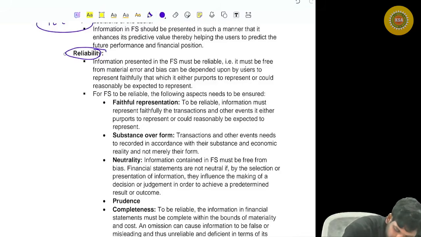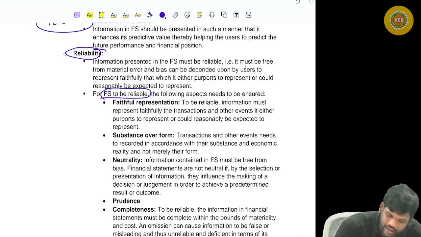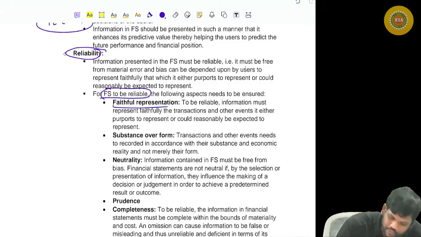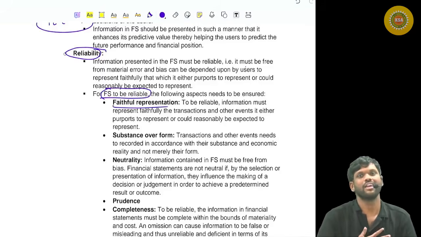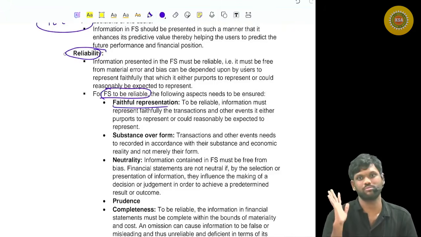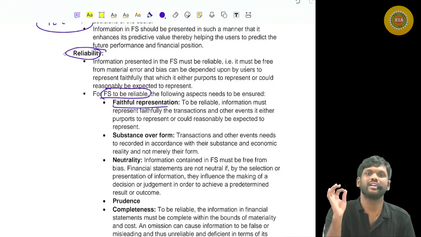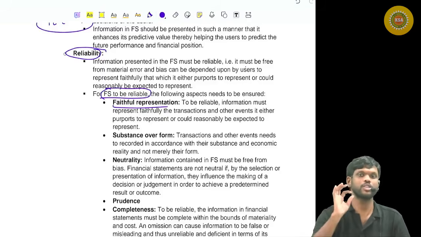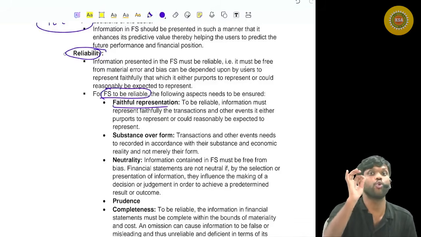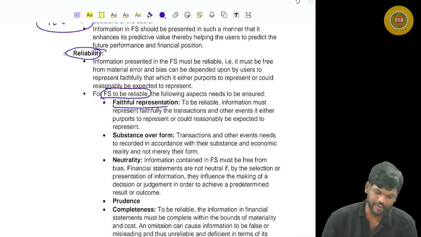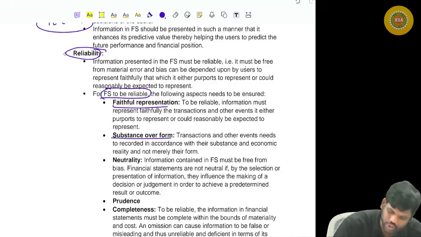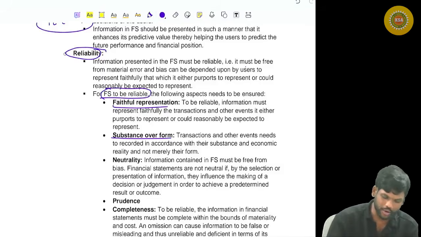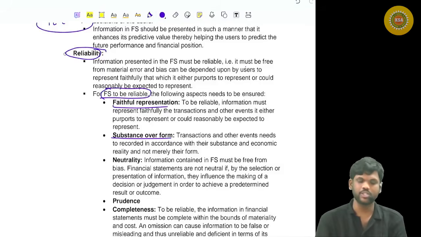Okay, and ஒரு financial statements reliable இருக்கணும்னா we should ensure we follow these. One is called faithful representation. அப்படினா எல்லாமே நியாயமா தர்மமா சொல்லணும். All the transactions and events should be faithfully, properly represented in the financial statements. No misleading statements, no wrong communication should be done in the financial statements. And then you should ensure that you are following substance over form. Okay, what is this, sir? Substance over form.